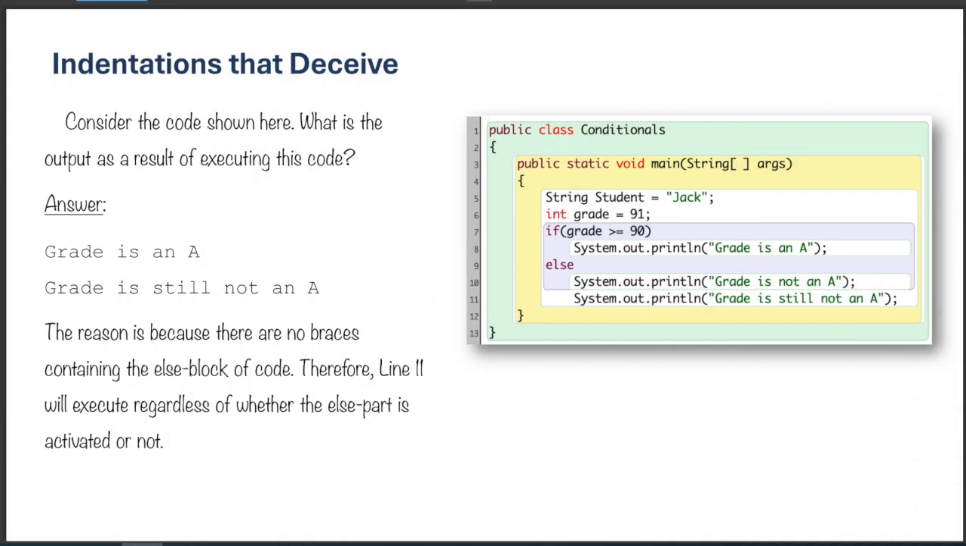Here we'll see an example where the indentation of the code is deceptive. If you consider the code shown here, what is the output as a result of executing this code? The answer is: grade is an A, grade is still not an A. The reason is because there are no braces containing the else block of code. Therefore, line 11 will execute regardless of whether the else part is active or not. So this is the only part that is considered the else block because braces were not used, and this will execute every time.